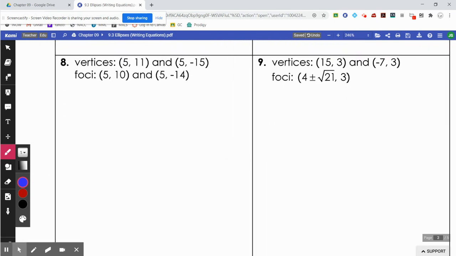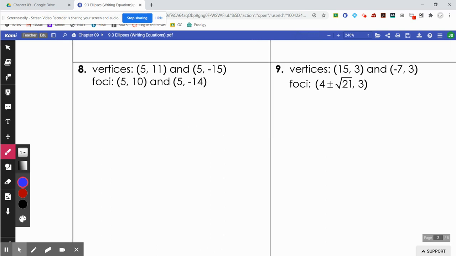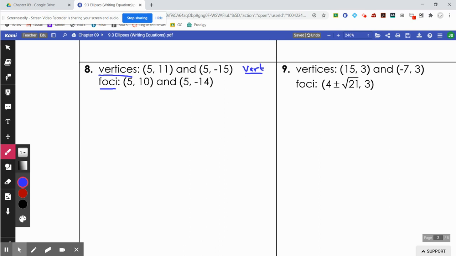Again, let's first determine if it's a horizontal or vertical. Since your vertices are located at (5, 11) and (5, -15), those points are above and below each other, so therefore this would be a vertical. Since your vertices are above and below each other, or you could have done the same thing, the foci have to lie on the major axis. Those two foci are above and below each other, so therefore your major axis is vertical. So that's the first thing we determined.